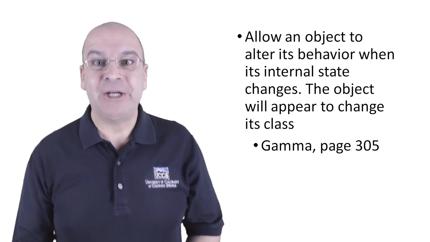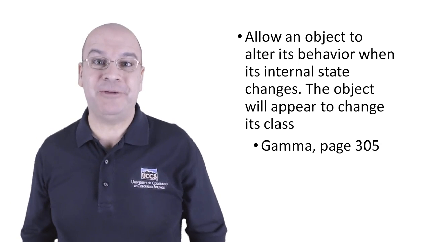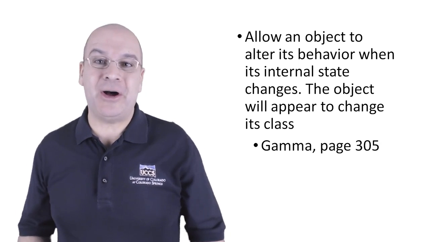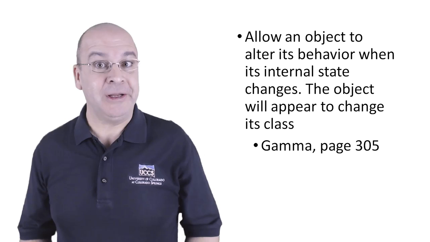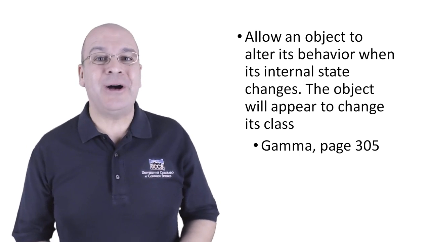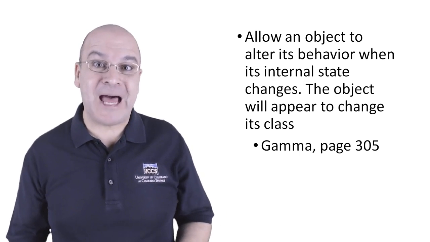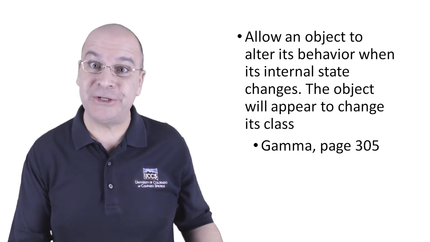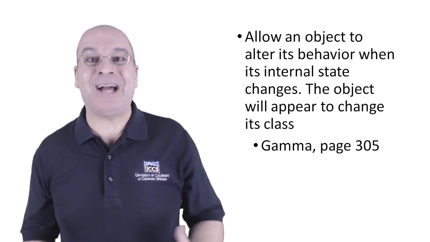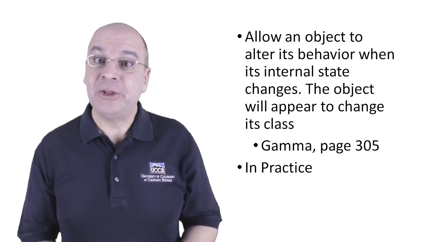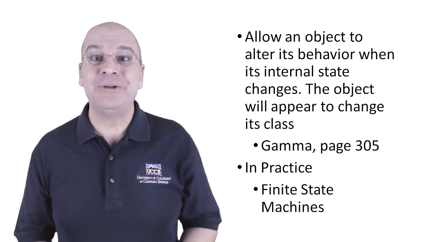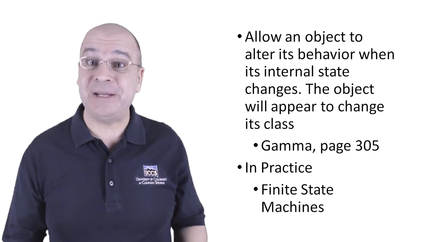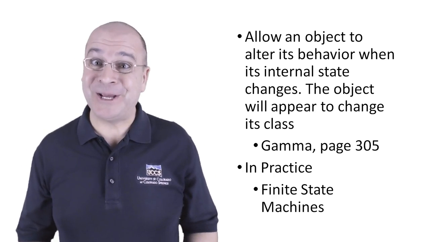In this lecture, we'll look at the state pattern. To paraphrase the Gang of Four definition, this lets an object change its behavior based on its internal state. So it looks like the object is turning into a different class because its behavior has changed, even though it's not actually changing classes. The way we actually implement this pattern in practice is typically using something called finite state machines. Let's look at a couple examples.